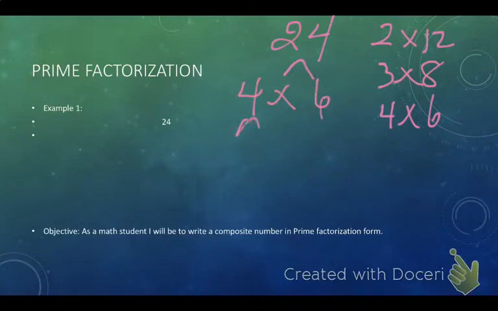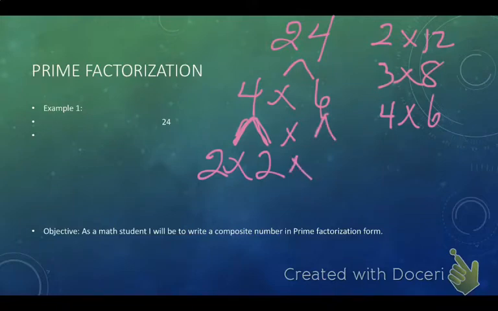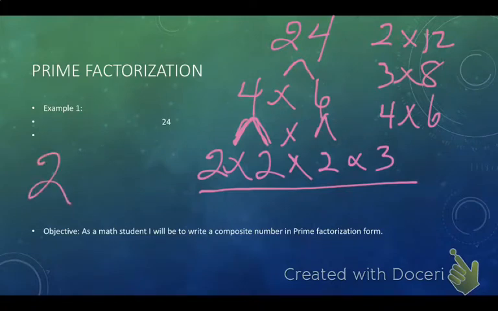4 times 6. So we know that 4 can be broken down to 2 times 2. Make sure that you use this little symbol right here, because that's connecting to 4 what the prime numbers are, what the numbers are that equal 4 as a product. And 6 is 2 times 3. And we are done, ladies and gentlemen. We have nothing but prime numbers, and we always want to go least to greatest. So let's count up the 2's. 1, 2, 3. We have 2 to the third power times 3.